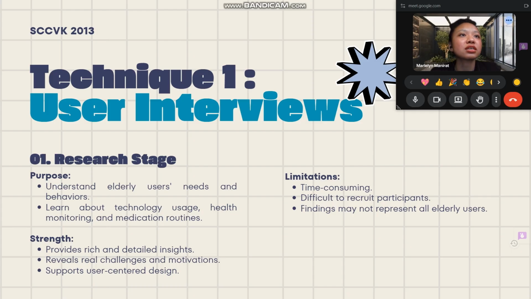The first technique is user interviews. We will be dividing it into 2 stages, the research stage and then the testing stage. Going into our first stage, the research stage, interviews are conducted with elderly users to understand their experience with technology, literacy, health management routines, and medication tracking. The main purpose of this stage is to understand the elderly users' needs and behavior, and learn more about technology usage and health monitoring with medication routines.